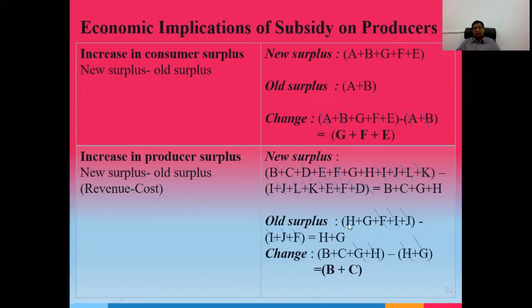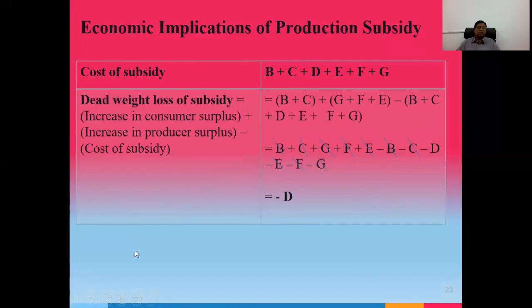Old surplus is producer's income minus variable cost: producer's income H, G, F, I, J, variable cost I, J, E, then old surplus H, G. Then the difference between old surplus and new surplus is the increase in producer surplus, that is B plus C. Again, that is positive because it is an increase in producer surplus.